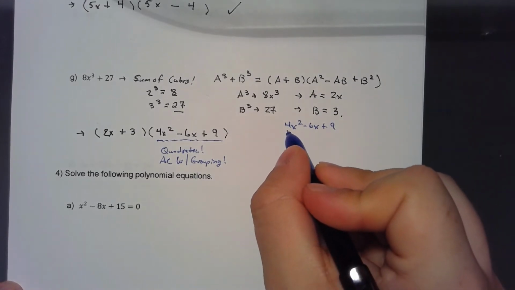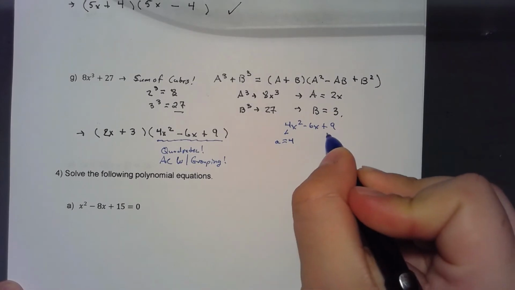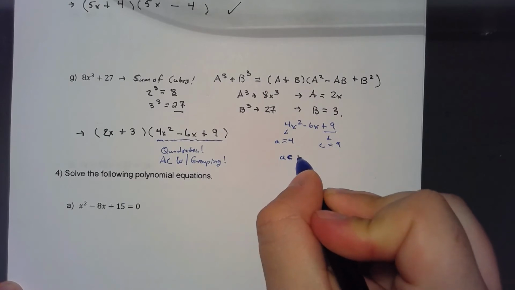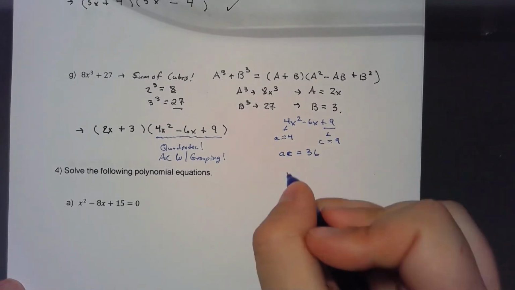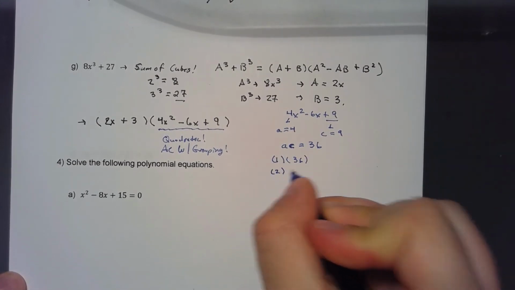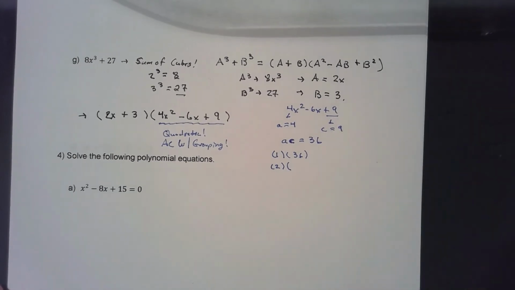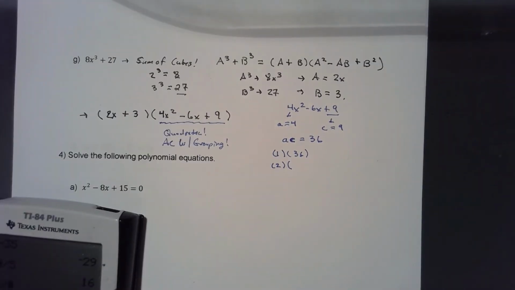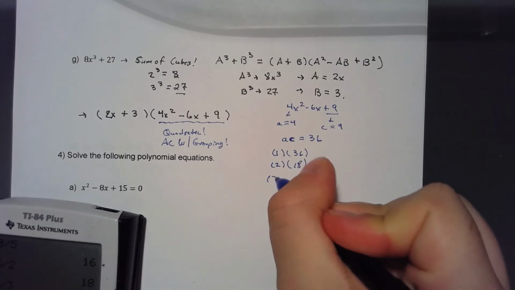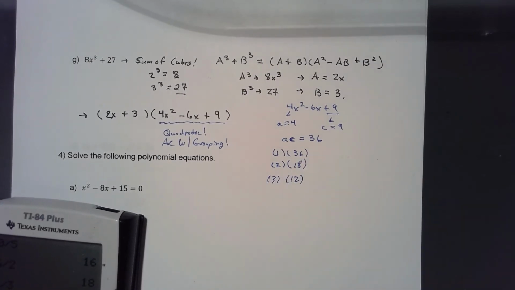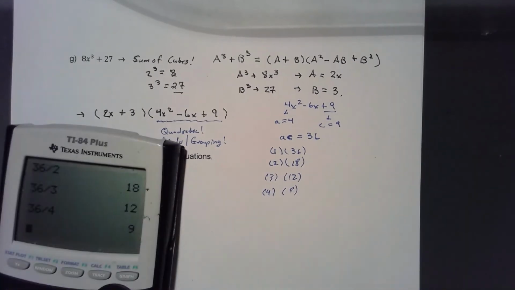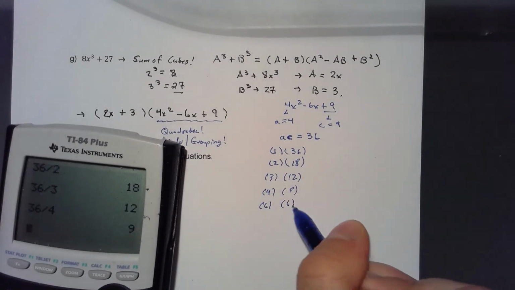So remember, the AC method with grouping is A is 4, C is 9. So A times C is 36. So the factors of 36 are 1 and 36. 2 and what? 2 goes into 36. If you need your calculator, you could do it. 36 divided by 2 is 18. Does 3 go into 36? It does, 12 times. 36 divided by 4 is 9. And I think that's it. No, wait, 6 times 6. That's it.